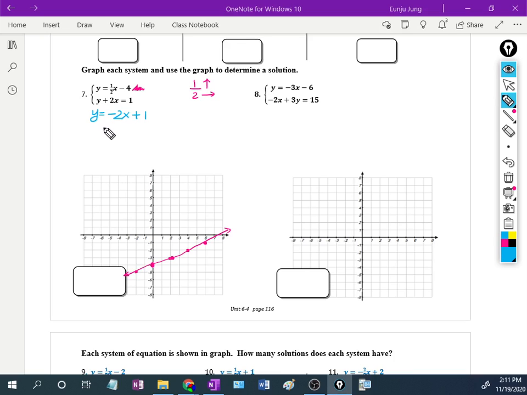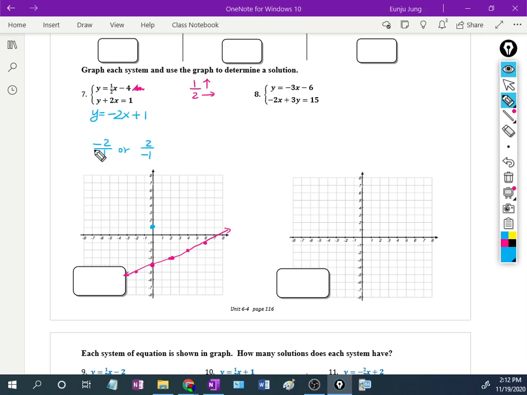So what is the slope? Slope is negative 2. What is y-intercept? 1. So we go to y-intercept at 1. And then let's go to slope. Negative 2 means negative 2 over 1, or you can take care of this negative in the denominator. Either way, fine, okay? If one of the numerator or denominator has negative, that will be negative.